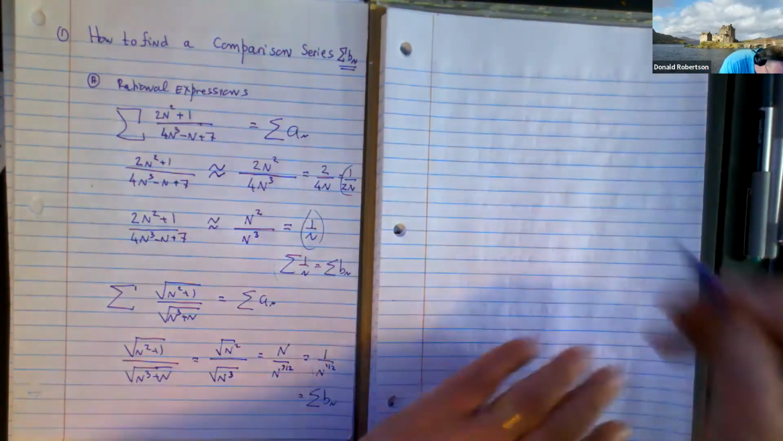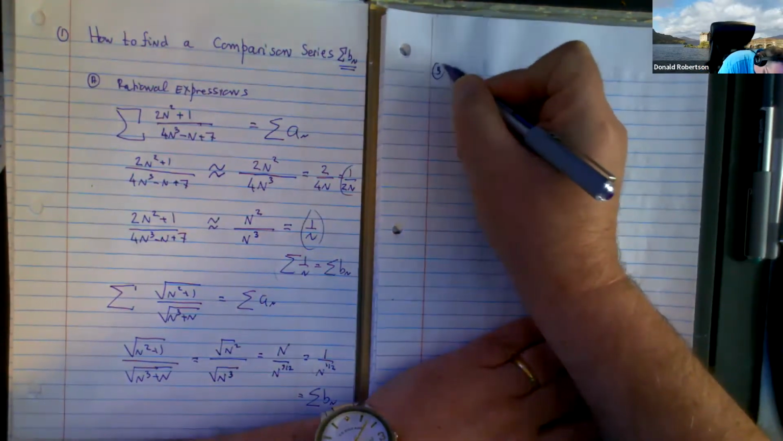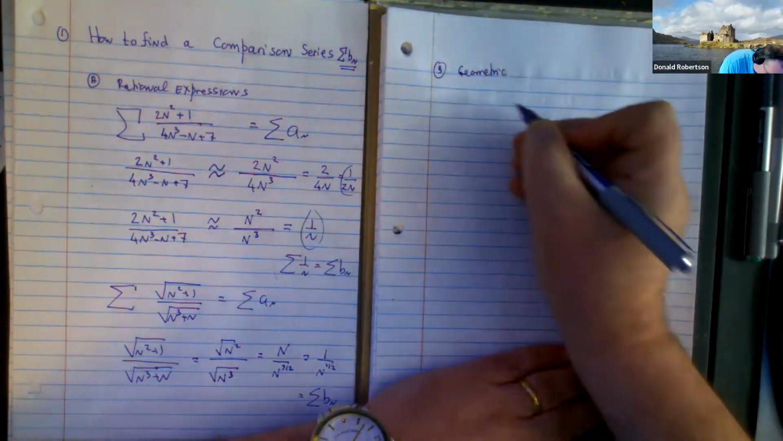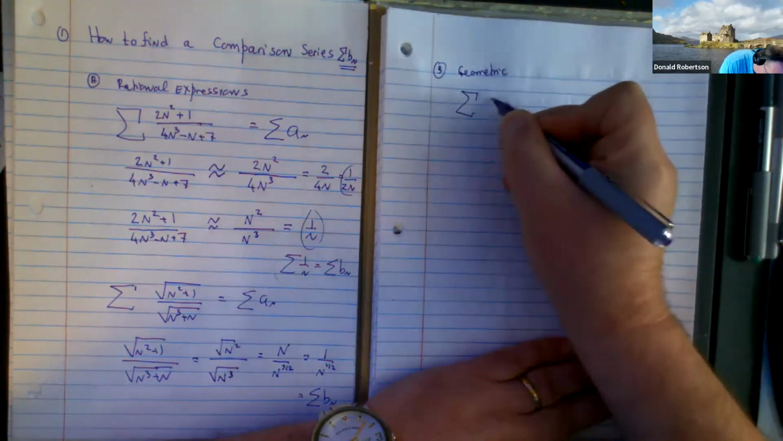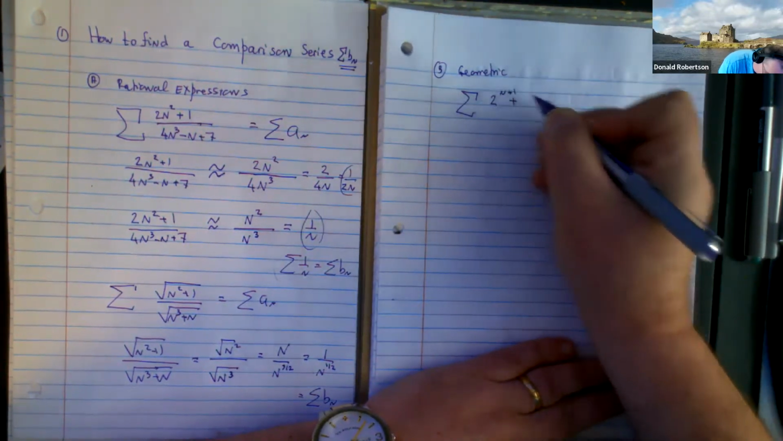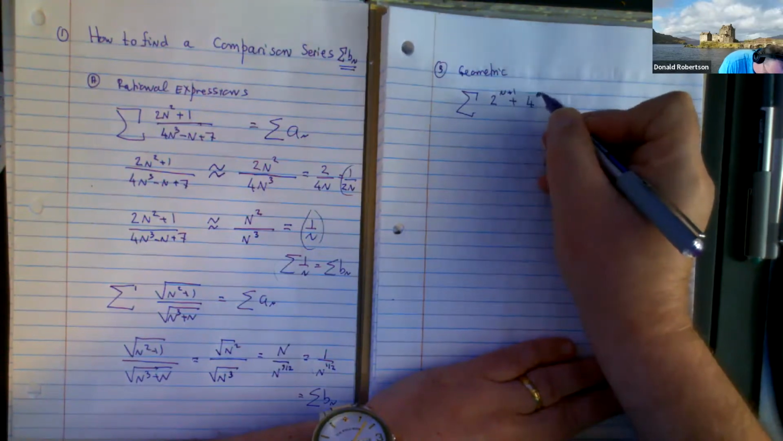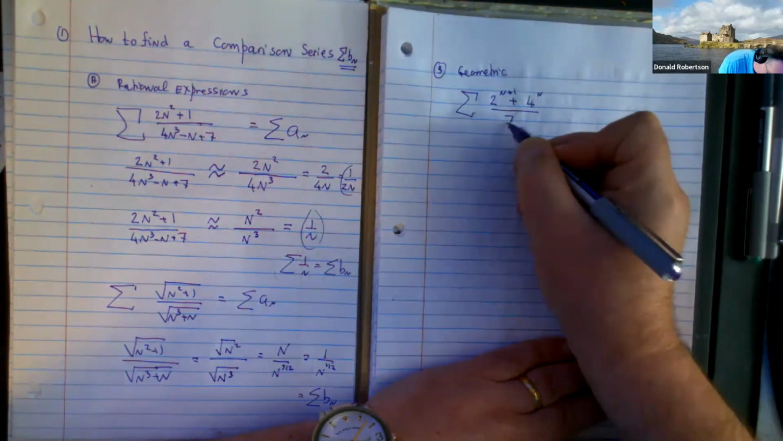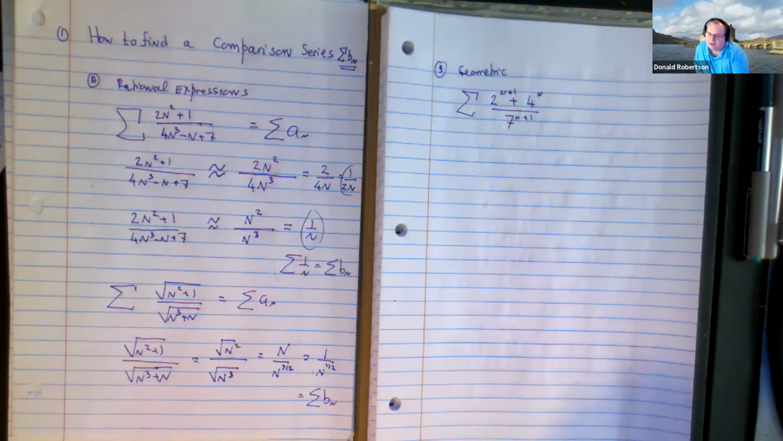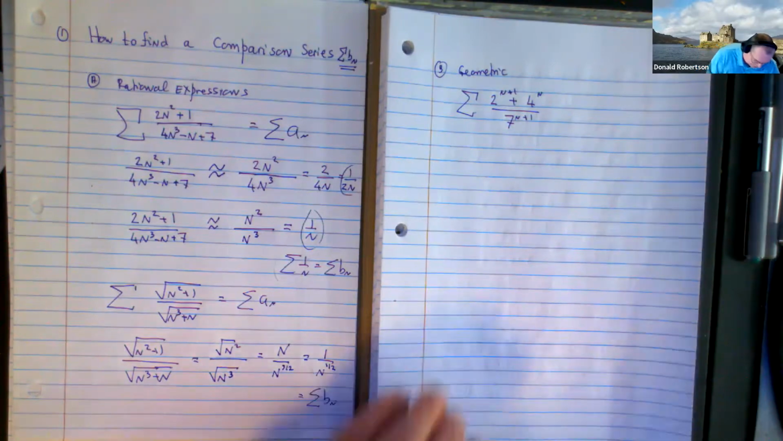The first one we've talked about is rational. The second one is geometric. So that would be a series that looks something like this: 2 to the n plus 1, plus 4 to the n, over 7 to the n plus 1. See that? Let's do its comparison then.